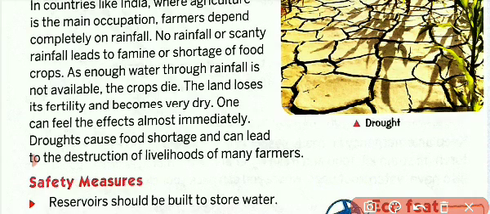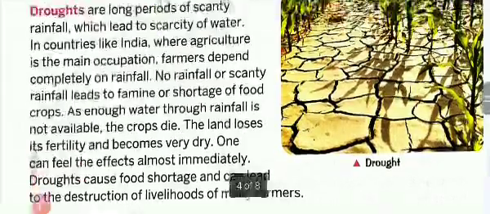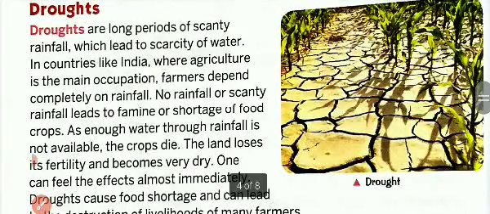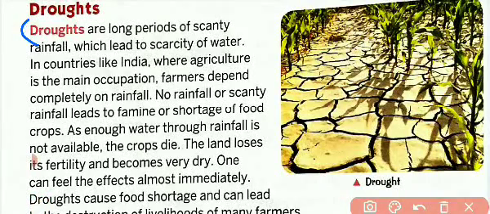So let us underline from here: no rainfall or scanty rainfall leads to famine, shortage of food crops. Okay? And over here also we will underline water droughts. Droughts are long periods of scanty rainfall which lead to scarcity of water. This is drought. So again I am repeating: no rainfall or scanty rainfall leads to famine or shortage of food.